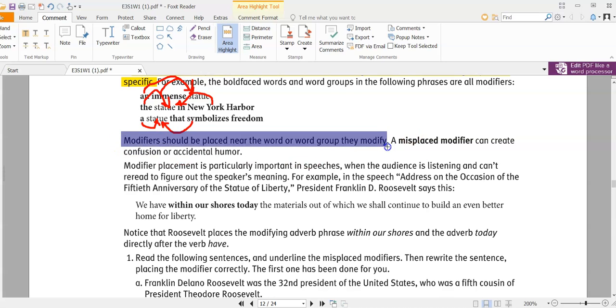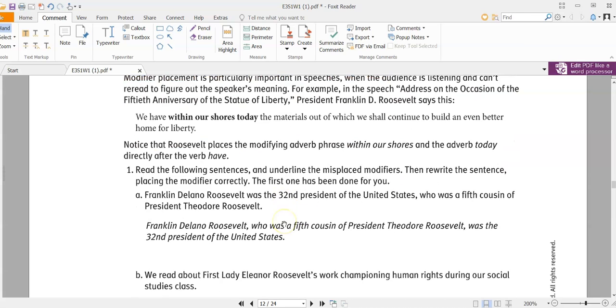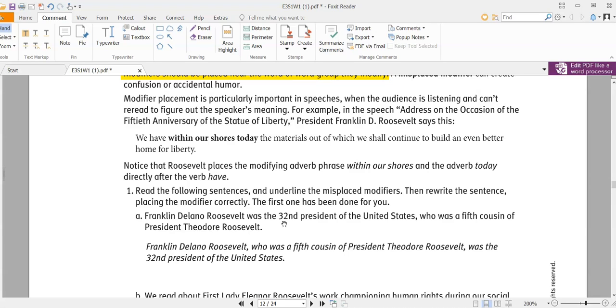A misplaced modifier can create confusion or sometimes even accidental humor. Modifier placement is particularly important in speeches. When the audience is listening, they can't reread to figure out what the speaker is talking about. They can't just stop and go back and say, hold on a second, let me slow down so I can see if I can figure out what that means. They have to just figure it out as the person's talking.